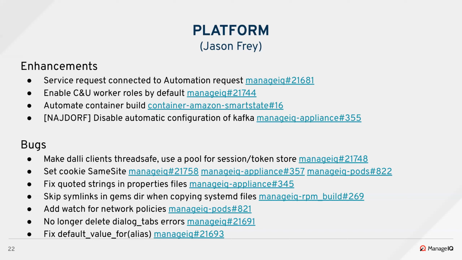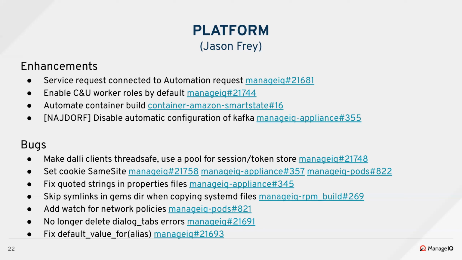Keenan also fixed an issue with quoted strings in the properties file. We had hit an issue a long time ago where an environment variable was set using quoted strings, and we didn't honor that. So this change now honors that. On the build side, Adam fixed an issue where symlinks and gemders were causing problems during the build. So this change ignores those. This is a byproduct of how we build our gemset RPMs.